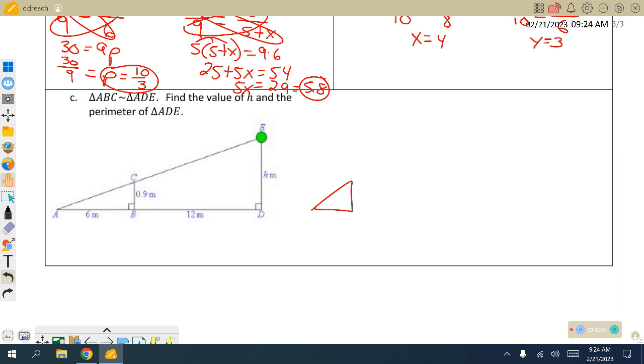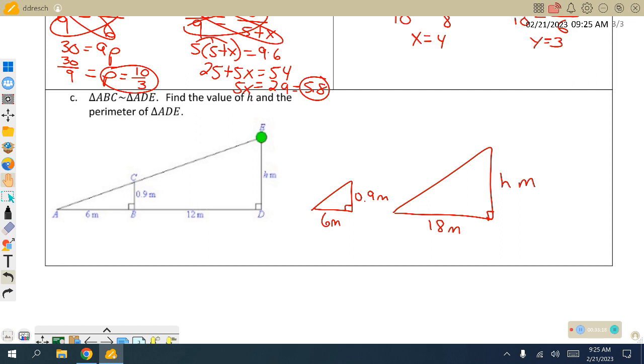6 meters and what is it? 0.9 meters. And on that bigger triangle, what do we have? H meters is what we're trying to find. Now, what's the length of that bottom piece going to be? Don't forget, we've done this before, sometimes we need to add those smaller segments together to get this larger leg, which is, in this case, 18 meters.